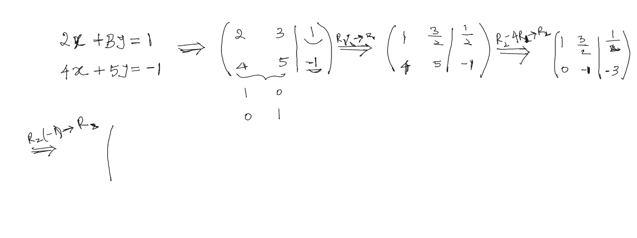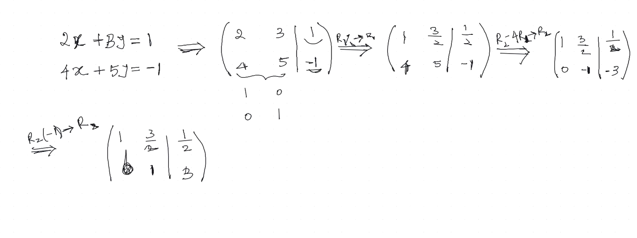So this will look like 1, 3 by 2 will remain, and also on the other side the half will remain. So it will be 0, 1 and 3. Then the 3 by 2 should become 0. Use that 1 in that column.